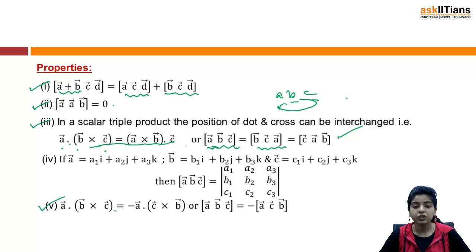The next one says A dot B cross C is equal to minus of A dot C cross B. Now again the property of cross product, B cross C is negative of C cross B. So I have A dot B cross C is minus of A dot C cross B. Or ABC can be written as minus of ACB. So in case of scalar triple product, again you are following the cyclic order. ABC is equal to BCA is equal to CAB. But if you interchange these two, we'll get a negative sign. That is ABC would be equal to minus of ACB.